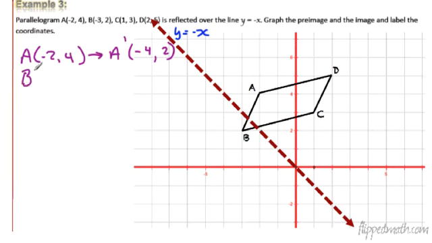Let's try it with B. All right, (-3, 2). If we want to map to B prime, all right, negative 3. So switch it would be (2, -3), and then you need to make them opposite. (-2, 3).